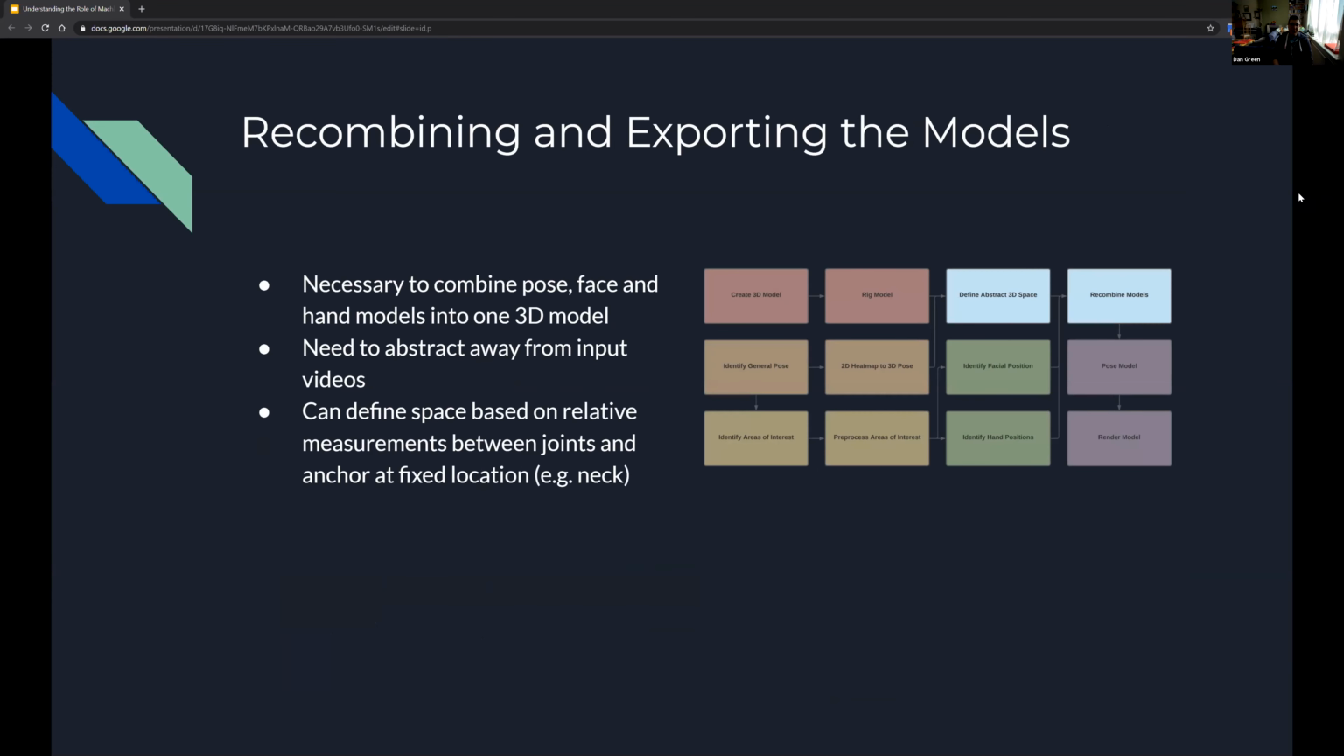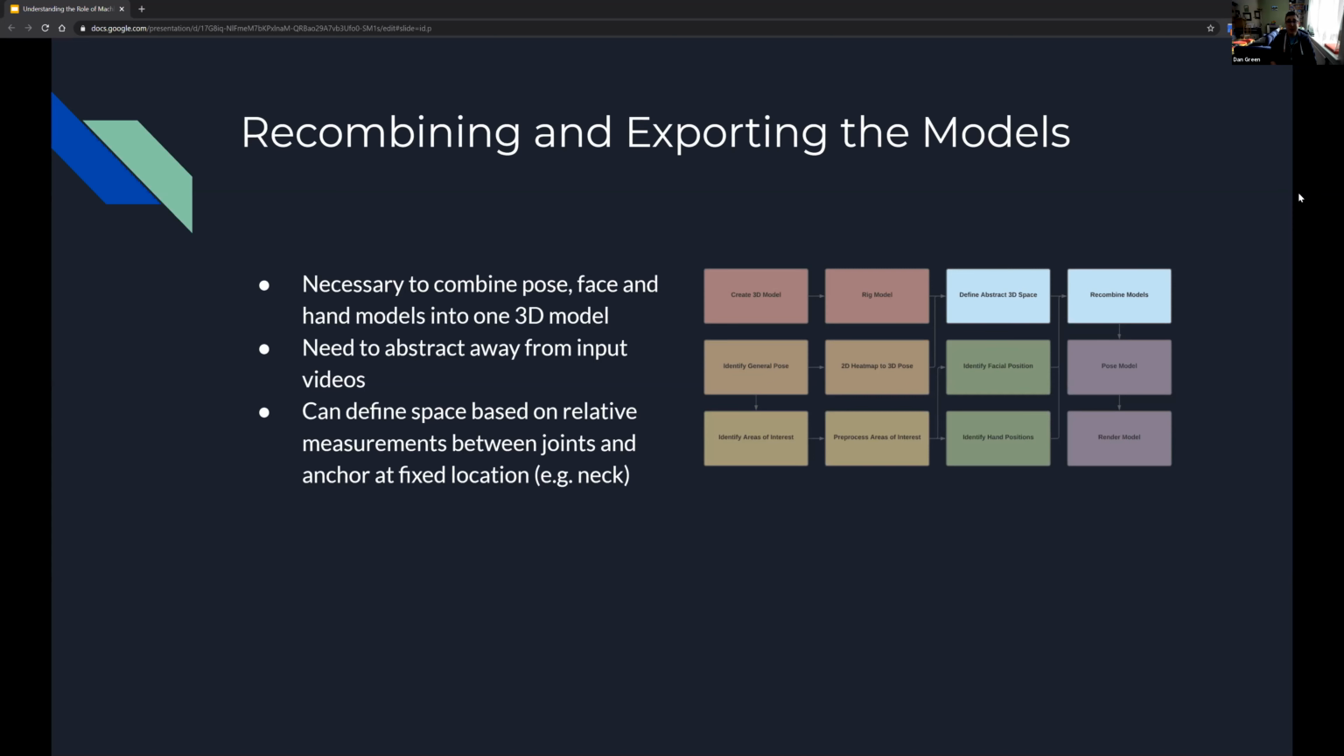The next bit of the project is actually very simple. It's just about combining the models into one. The slightly complex bit is making sure that they are in an abstract space, so they're not dependent on the pixels from the input video. So the idea is that if we take a common anchor point, say the bottom of the neck, and then measure where the joints are relative to that using a measurement from the body, maybe the shoulder width, for example, we can use that to create an abstract model of where the person is in space.